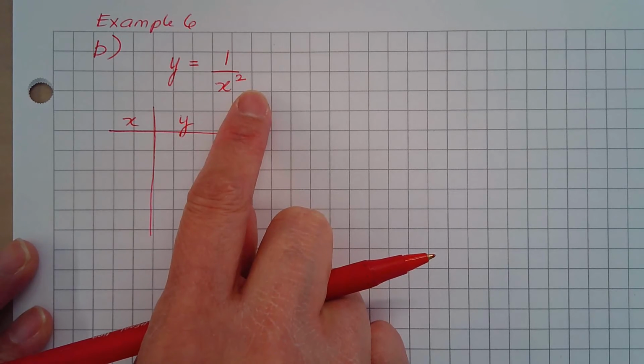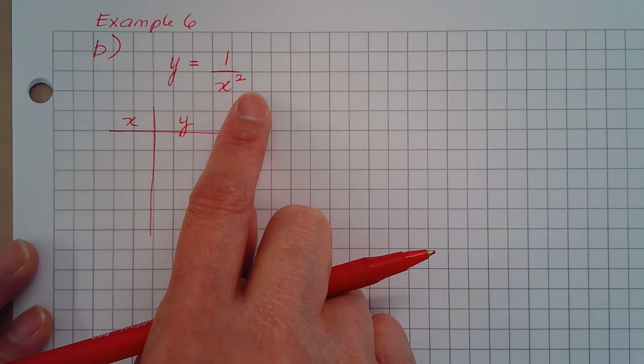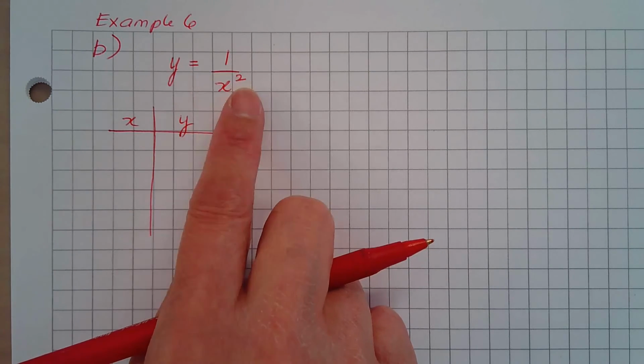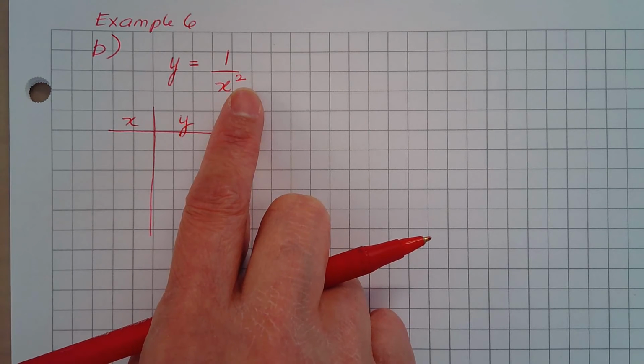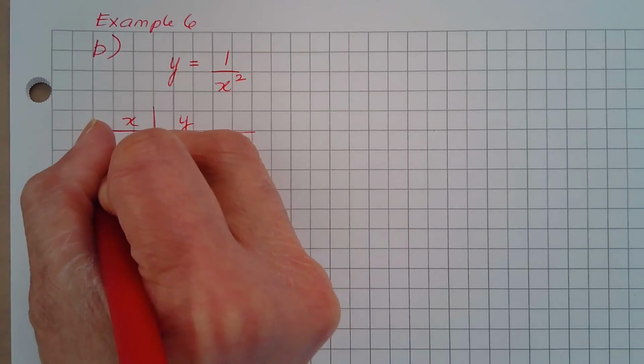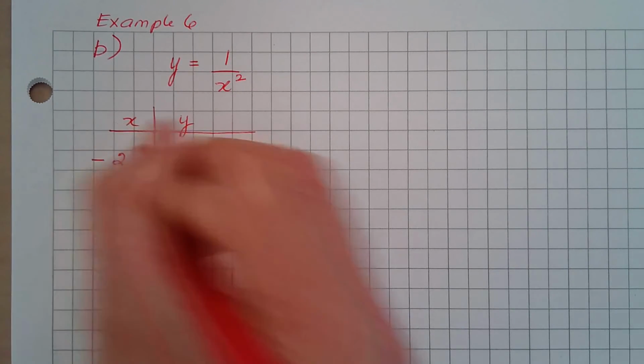Is there a non-permissible value here? 0, yes, 0, because we cannot divide by 0. So 0 is a non-permissible value. Can I put a negative value for x? Yeah, we could. So we could go negative 2.